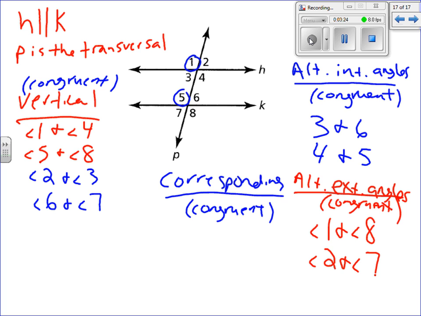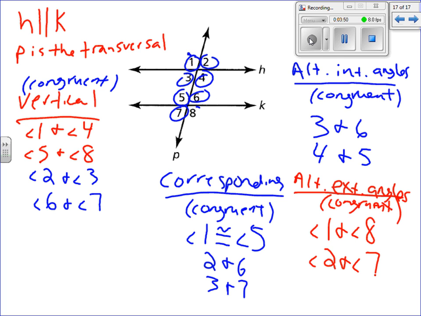Of the first 4 angles, angle 1 is in the top left. Of the bottom 4 angles, 5, 6, 7, and 8, angle 5 is in the top left. Therefore, angle 1 is congruent to, or equal to, angle 5. They are corresponding. So if they ask why, you have to give that reason. And then the same thing with 2 and 6, 3 and 7, and then 4 and 8.